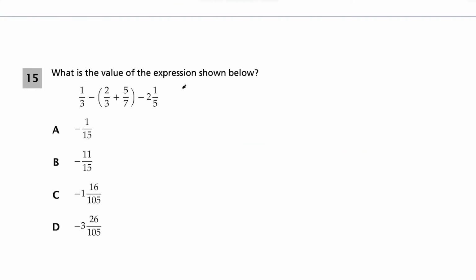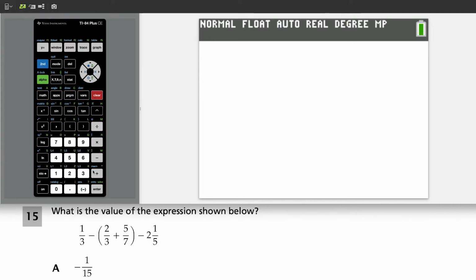Question 15, what is the value of the expression shown below? So if you get a scientific calculator, you could just type it in like this. You could say 1/3, and then minus, in parentheses here, 2/3, plus 5 over 7. And then I'm going to close the parentheses. And now one thing to be mindful of, I'm going to say minus, but I just want to let you know 2 1/5 can be expressed as 2 plus 1/5. If you have 2 and a fifth, you have 2 plus another fifth.